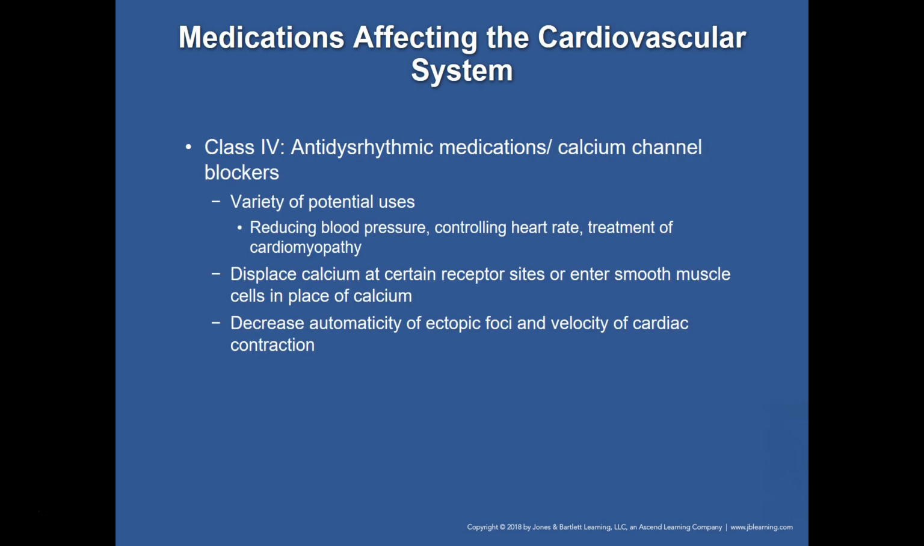The last category, class 4, is calcium channel blockers. They have a variety of uses. A lot of what they're used for nowadays is reducing blood pressure, but they are also used to control heart rate and in the treatment of cardiomyopathy. They displace calcium at certain receptor sites or enter smooth muscle cells in place of calcium. They decrease the automaticity of ectopic foci and the velocity of cardiac contractions. So it eases out the cardiac contractions and lowers blood pressure too.